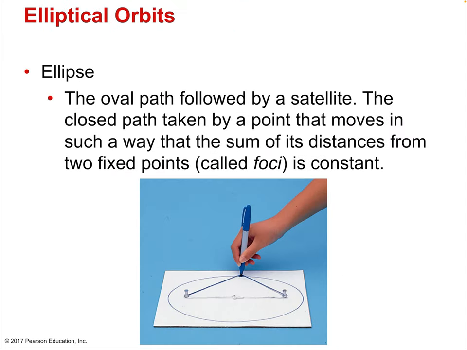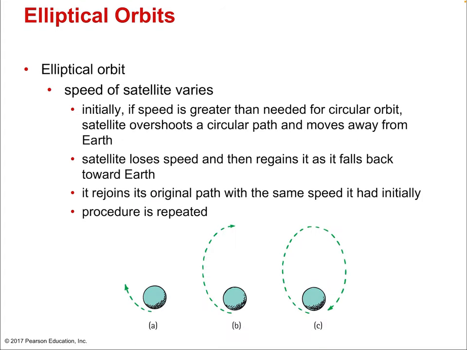But the point being is it's easy to end up with elliptical orbits. They happen naturally, and there are also lots of examples of man-made elliptical orbits. Sometimes they're desirable. So the oval path followed by a satellite is an ellipse. It's a closed path taken by a point that moves in such a way that the sum of its distances from two fixed points, which are called foci, is constant. Maybe you remember this from a geometry class, all right?